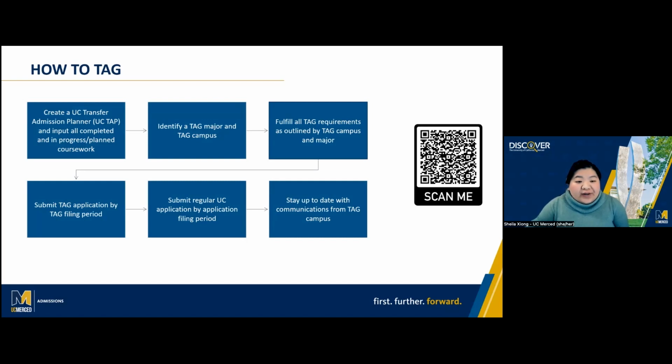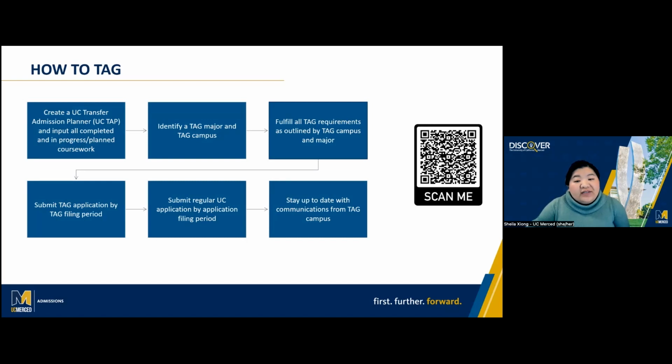When you create your UC TAP, it's not just creating it, you actually need to input all completed, in progress, or planned coursework in the courses section of your TAP. After you've completed the coursework section, you should then identify a TAG major and TAG campus.